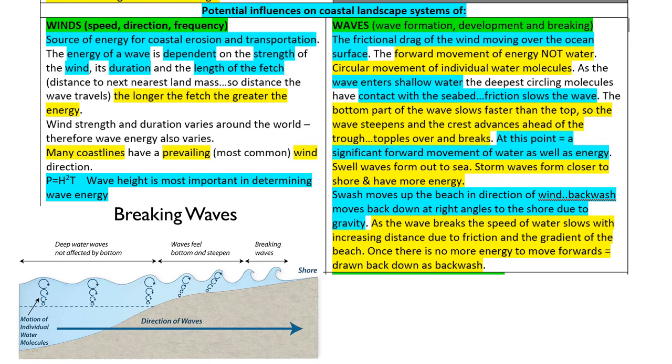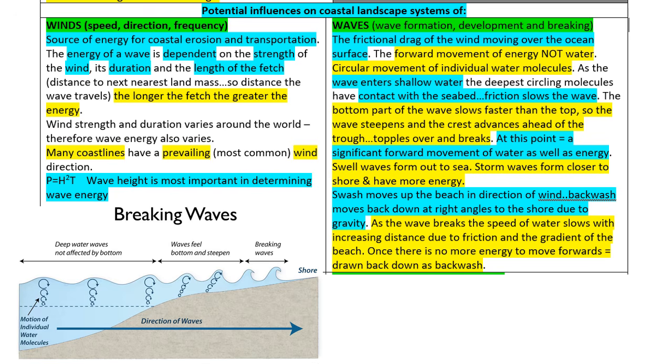And it gets to a point where you've got instability. The crest is going much faster, so it topples over and breaks onto the shore. And at that point, you've got a significant forward movement of water as well as energy. You've got different forms of waves. Swell waves form out to sea, and storm waves form closer to shore. Storm waves have more energy from the very strong winds that produce them.